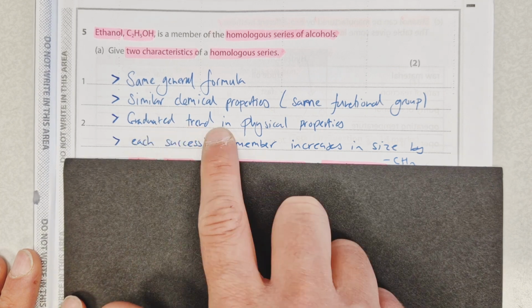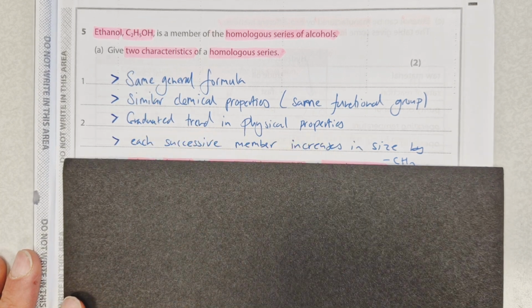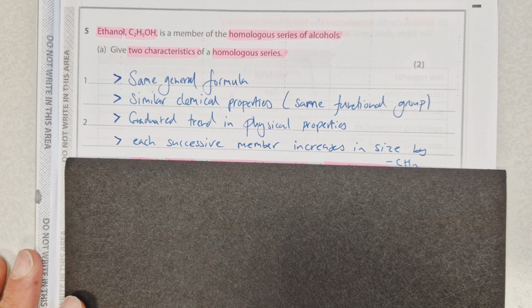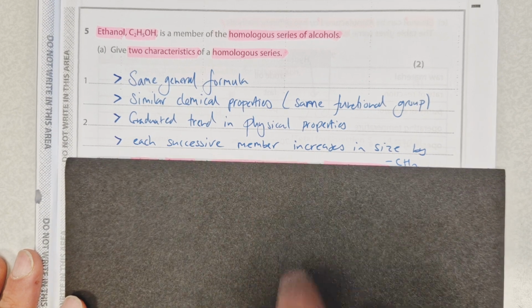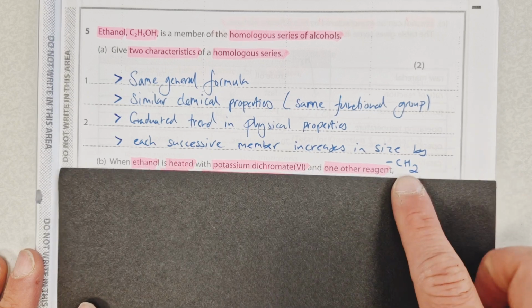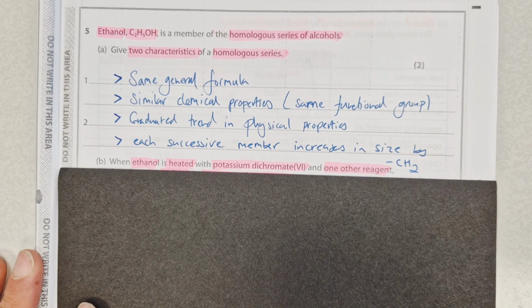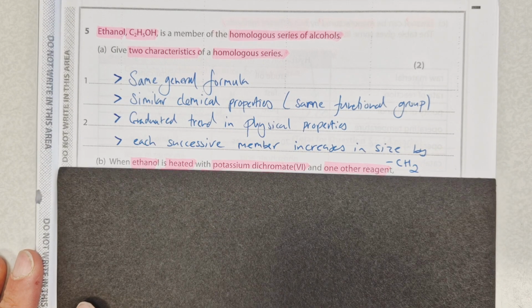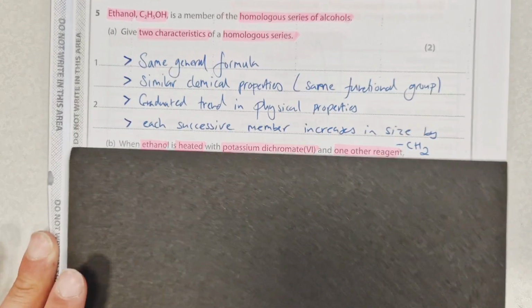They'll have a graduated trend in their physical properties, a gradually changing physical property, like, for example, increasing boiling point as chain length increases. And each successive member of the family will increase in size by CH2. That creates the bigger, larger members of the family. We're then asked more about ethanol in particular.